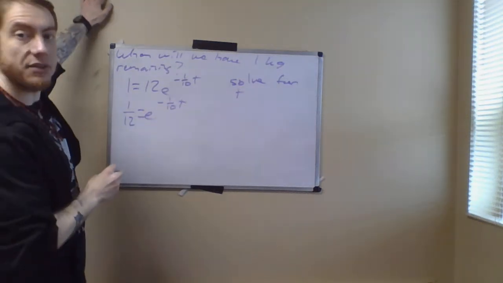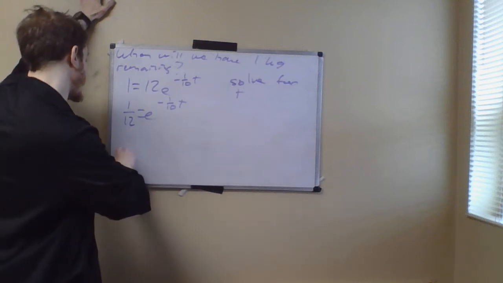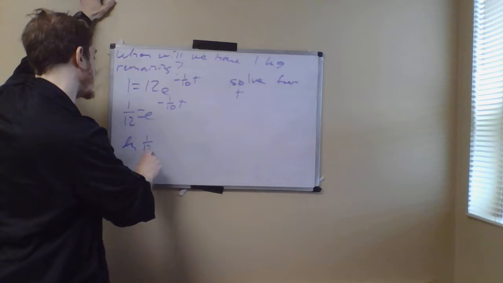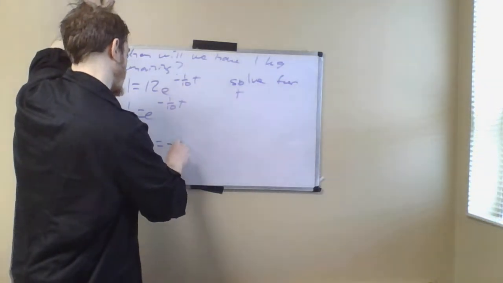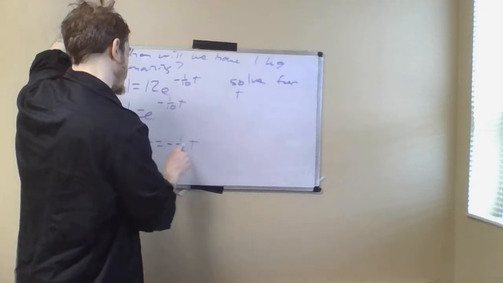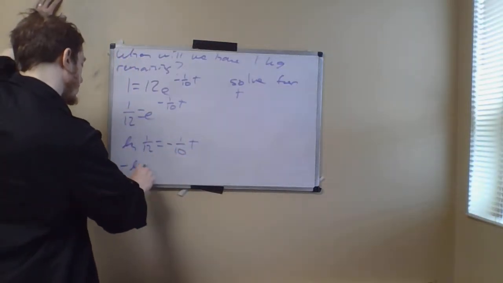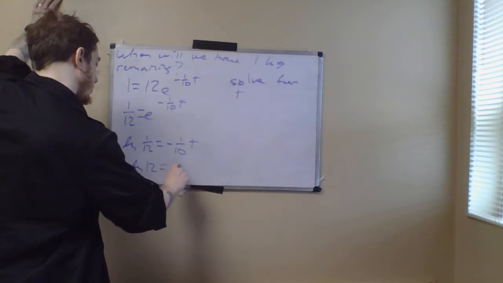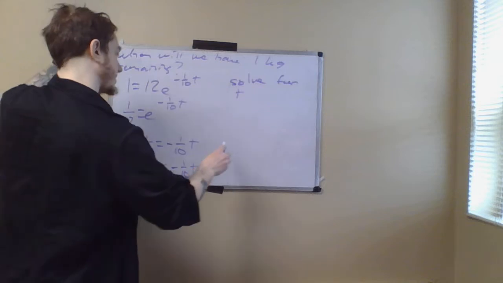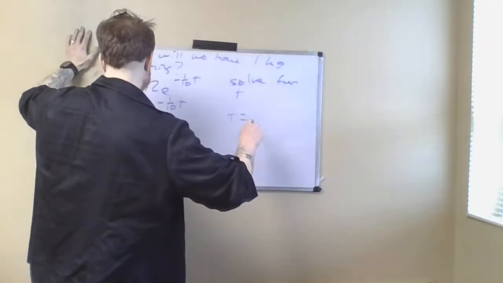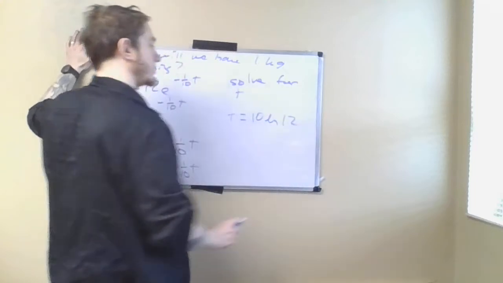And then I can take the natural log on both sides. So I can say the natural log of 1/12 is equal to minus 1 over 10t. Now this is actually negative log of 12 equals negative 1 over 10t. So this gives me t is equal to 10 times the natural log of 12.